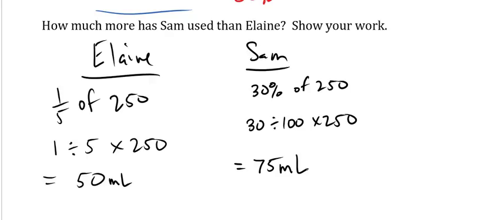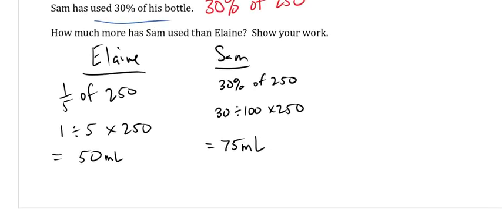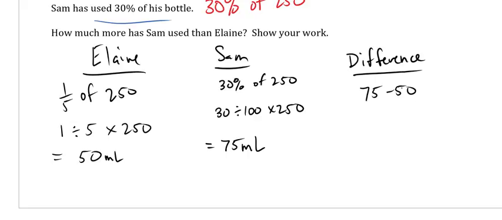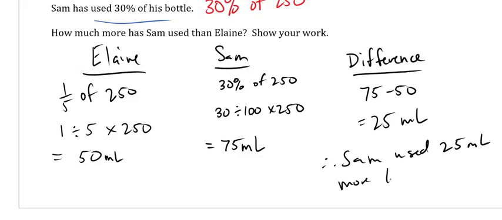Okay. So how much more has Sam used than Elaine? What's my last step here? Nice. So the difference is 75 minus 50, which is 25. Therefore, Sam used 25 milliliters more than Elaine.